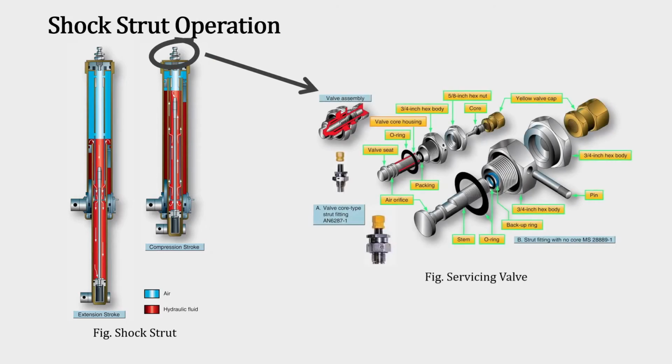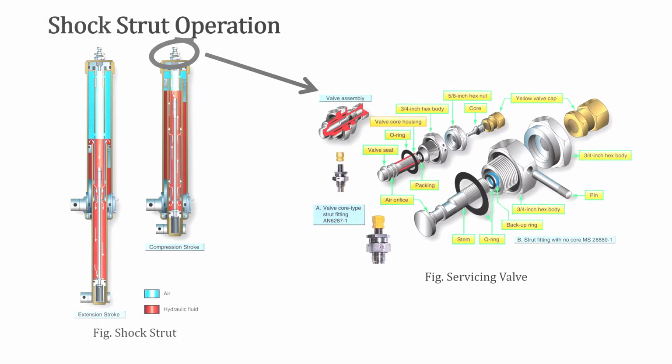You can see a servicing valve which is used. Basically, there are two types of servicing valves. One is the core type and the other is the without core type. Figure A shows the core type valve and figure B shows the without core type valve, as you can see in the exploded view. Now we will see how servicing is done.